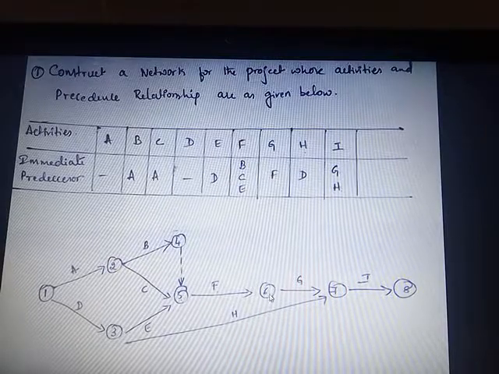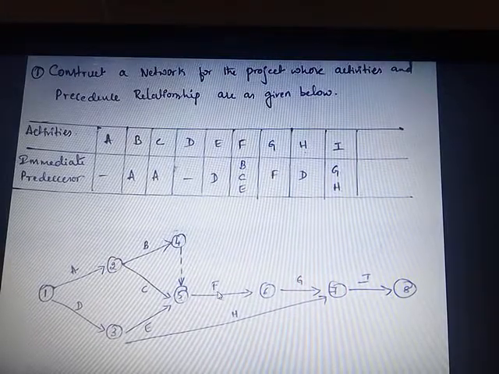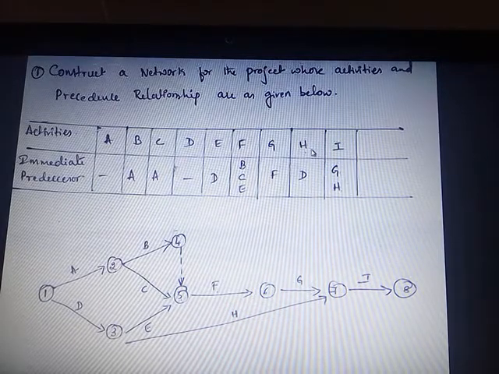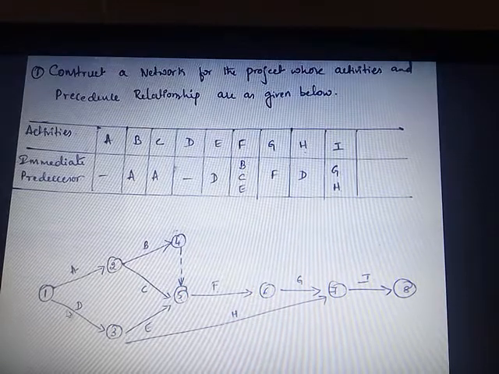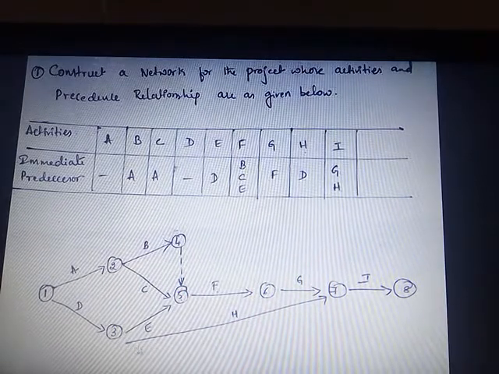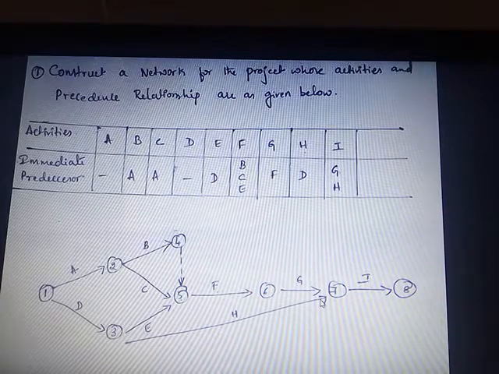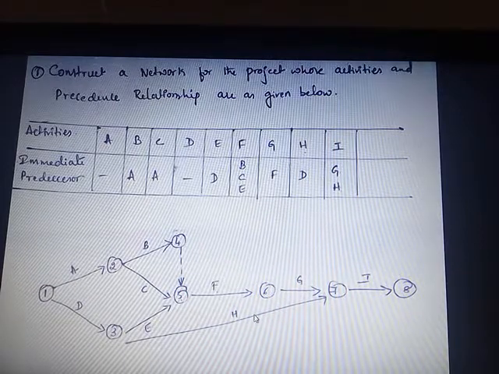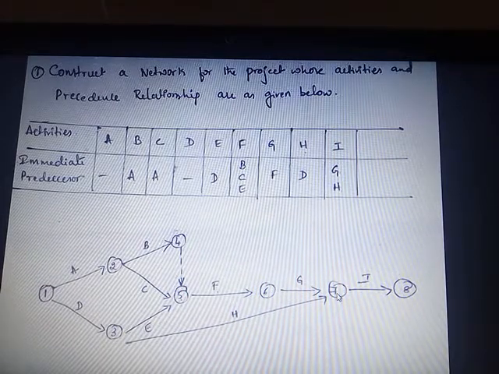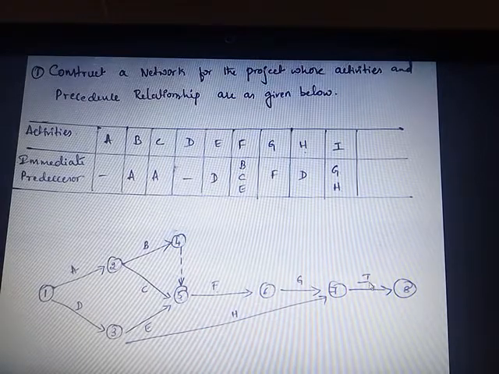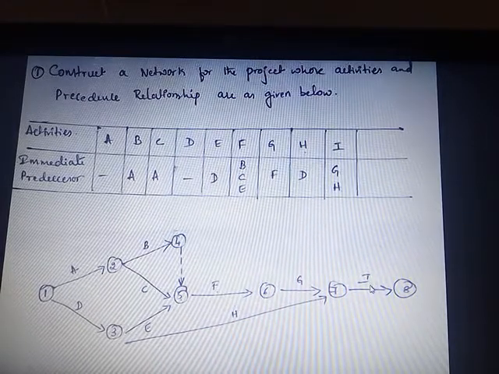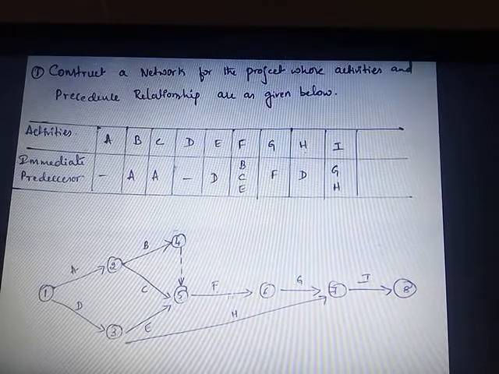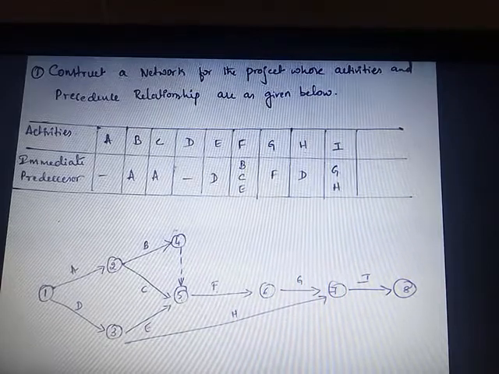So after the completion of F activity, the G arrives. Next, H activity, the immediate predecessor is D. So after the completion of D, you have to write the H activity. But the activities G and H are the predecessors of I. So you have to write I here. Then you have to write the node 8. So 1, 2, 3, 4, 5, 6, 7, 8 are the nodes.